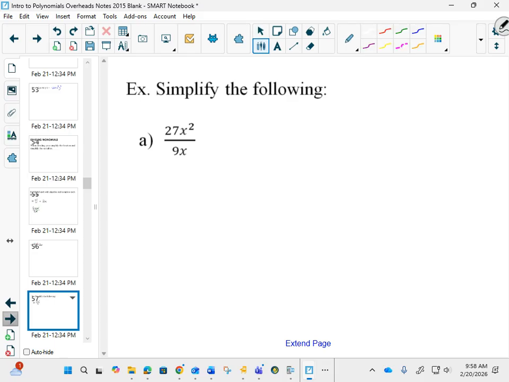27 divided by 9. 3. Can I simplify the x's? I'm gonna have just one x left, because I had 2 on the top, 1 on the bottom, 1 would cancel out, and we would just get an x. This is the simplified version. 'Cause there's nothing more we can do. Nothing left to divide. No like terms to put together.